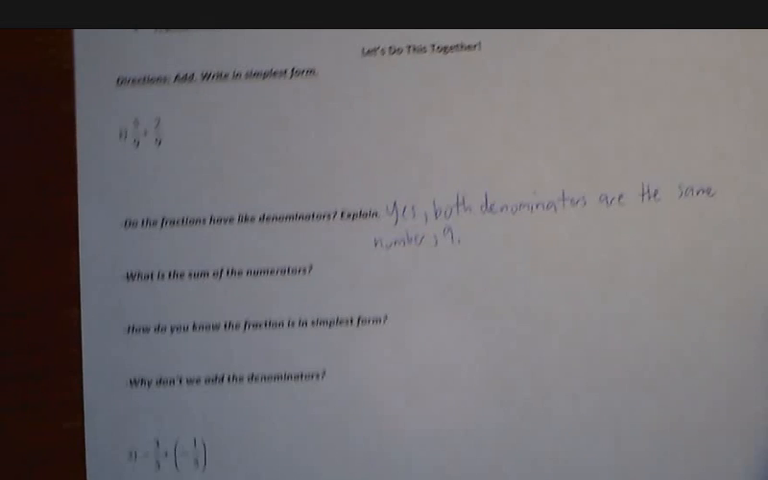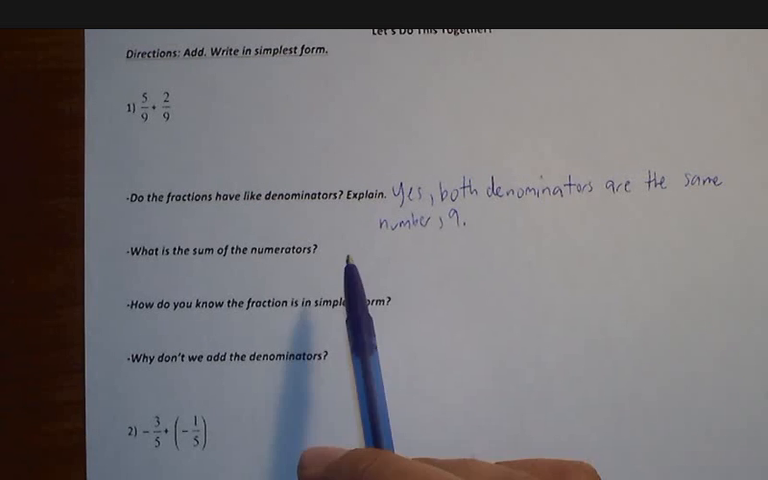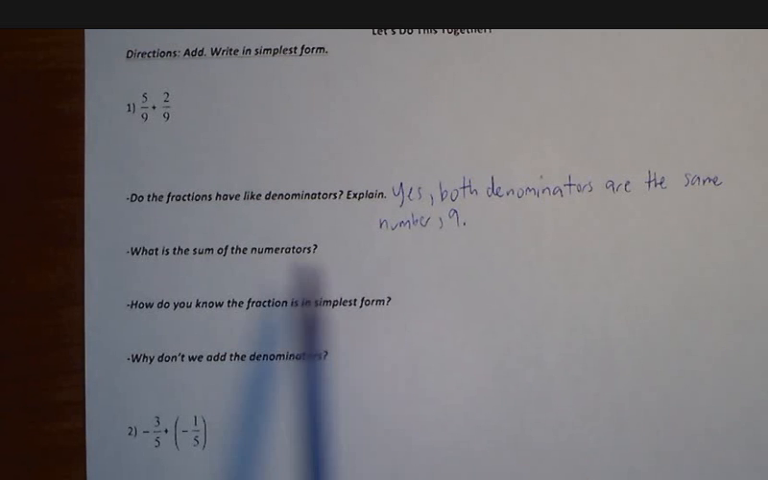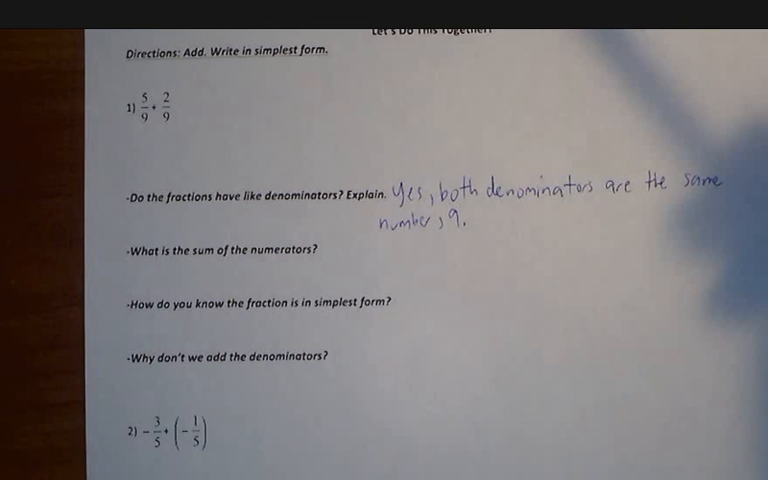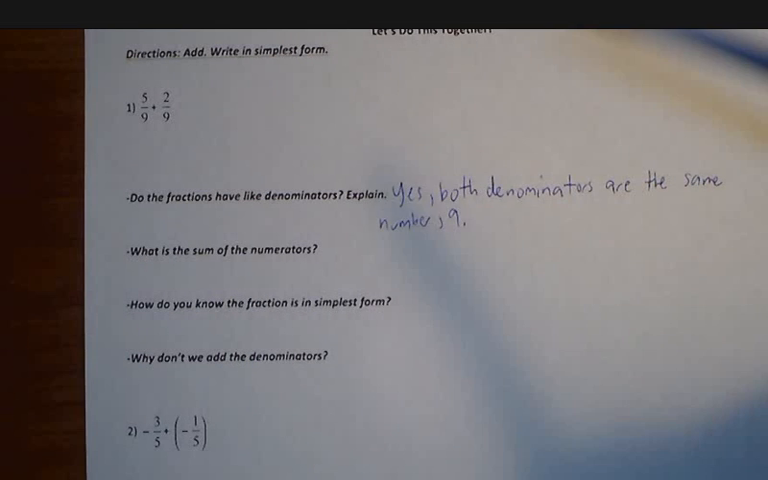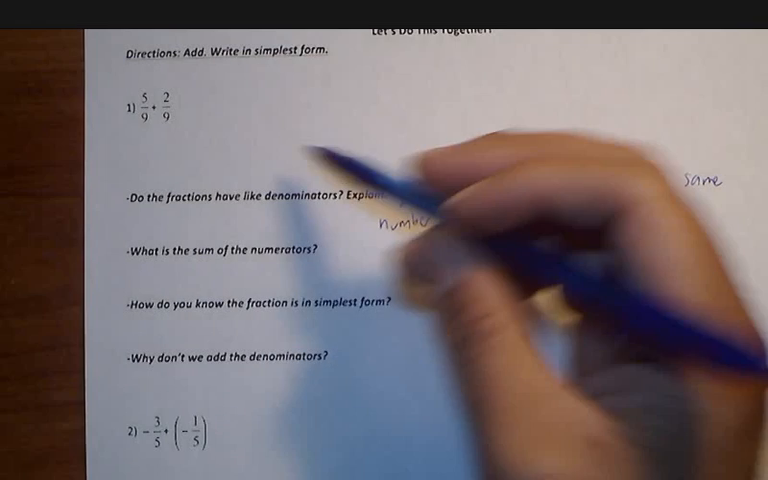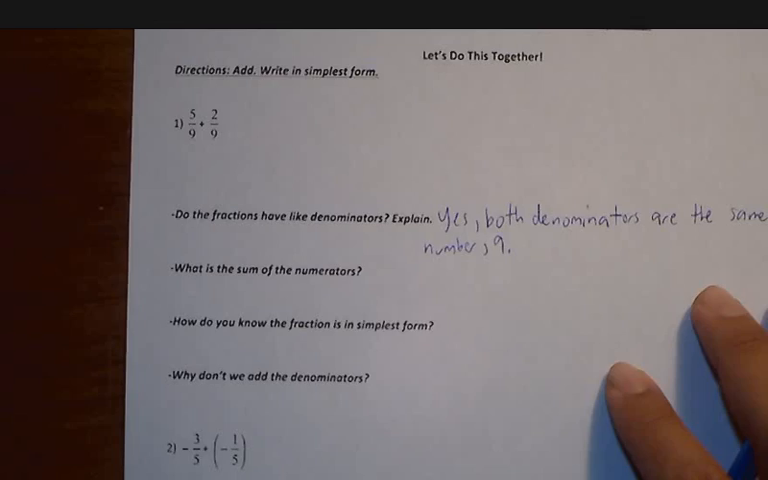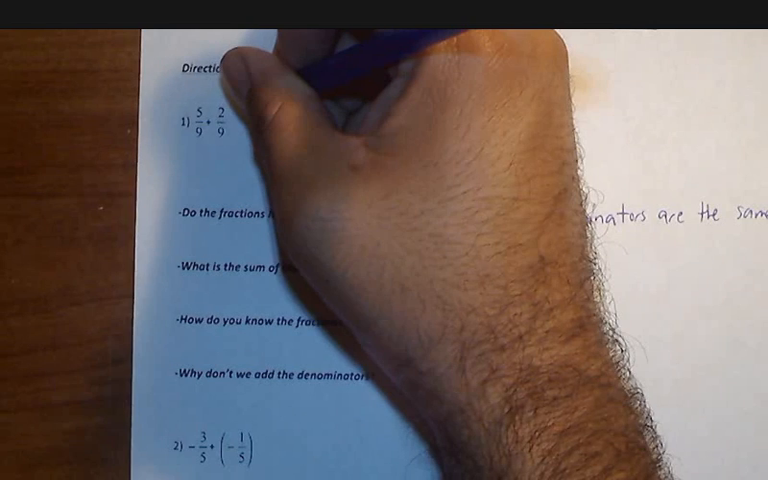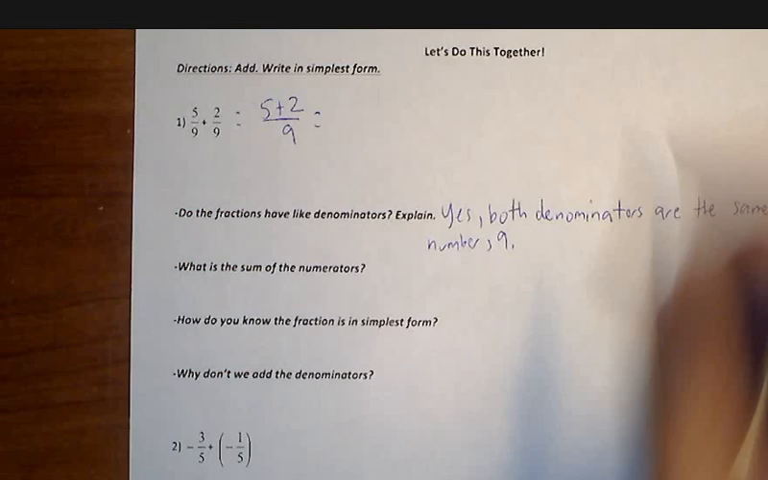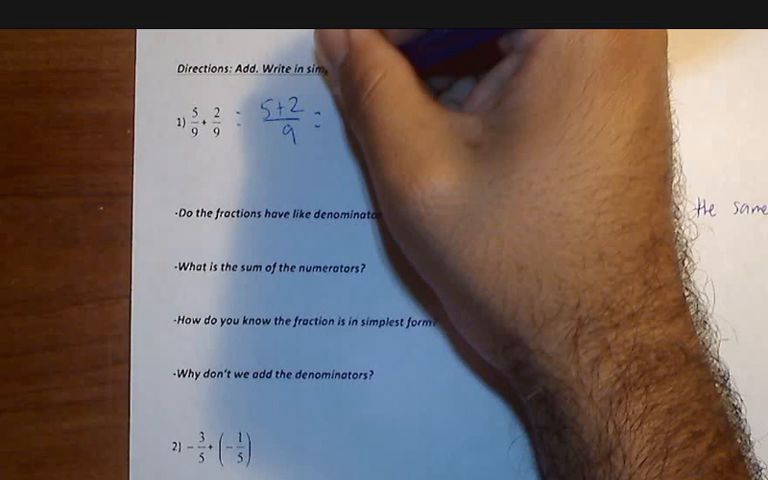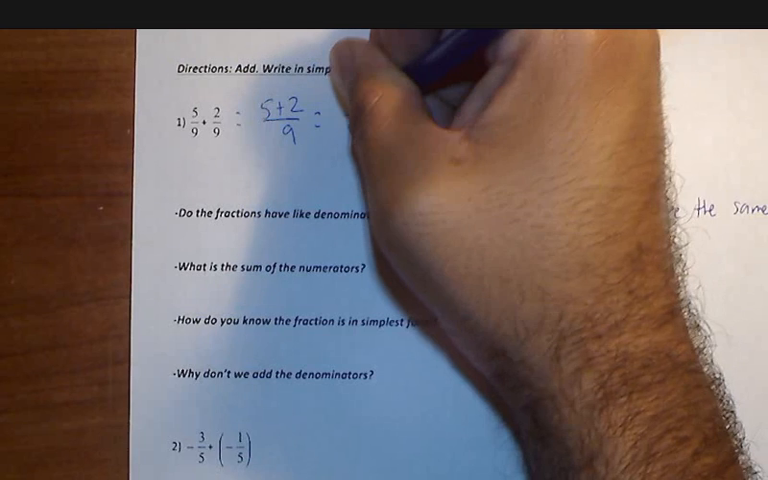The second question I want to look at is, what is the sum of the numerators? Going back to our original definition, we said if we have like fractions, all we have to do is add or subtract the numerators. So in this case, I can write 5 plus 2 over 9. I can add the numerators, and I get 7 over 9.